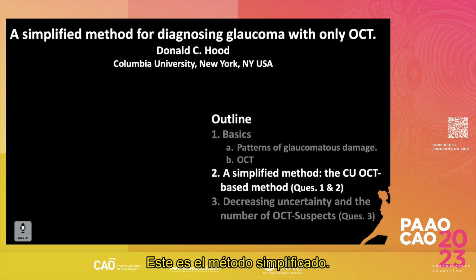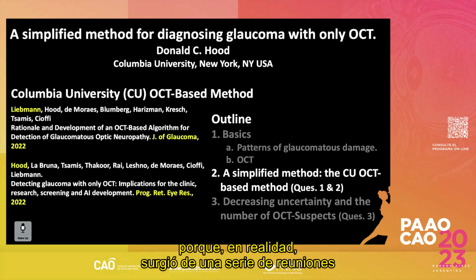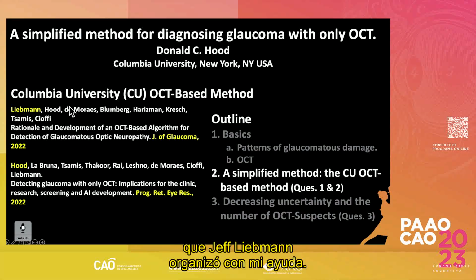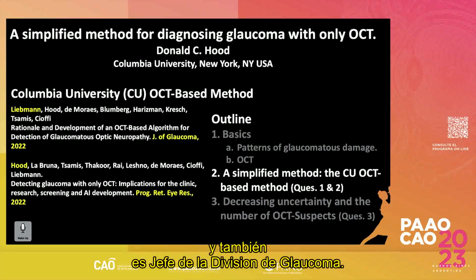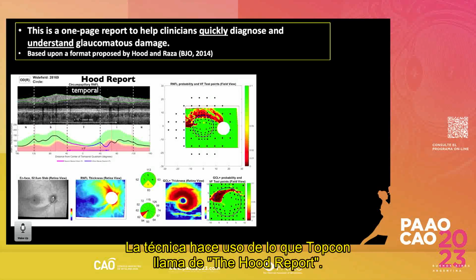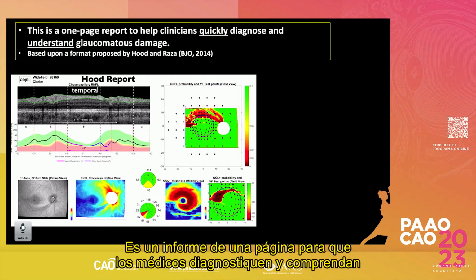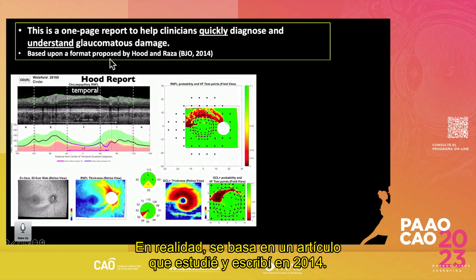Okay, so let's get right to it. So here's the simplified method. We call it the Columbia University method because it actually came out of a series of meetings that Jeff Liebman organized with my help. Jeff is vice chair of ophthalmology at Columbia, and he's also head of the glaucoma division. So these two papers describe the technique. All right, the technique makes use of what TopCon calls the Hood report. It's a one-page report for clinicians to quickly diagnose and understand the glaucomatous damage. And it's actually based on an article that a student and I wrote in 2014.